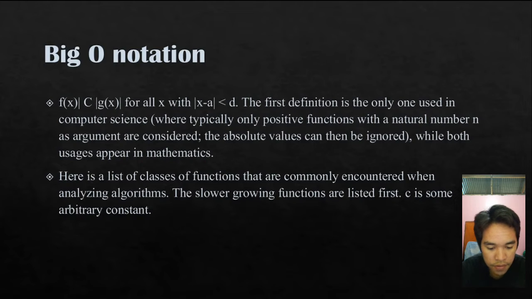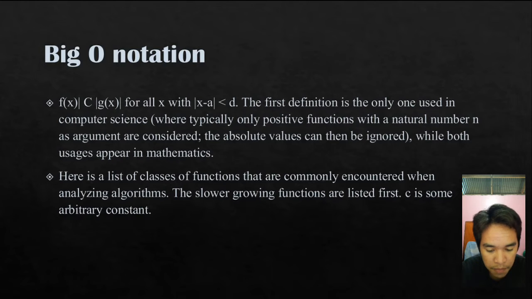The first definition is the only one used in computer science, where typically only positive functions with a natural number as argument are considered, so the absolute values can be ignored, while both usages appear in mathematics. Here is a list of classes of functions that are commonly encountered when analyzing algorithms. The slower growing functions are listed first.